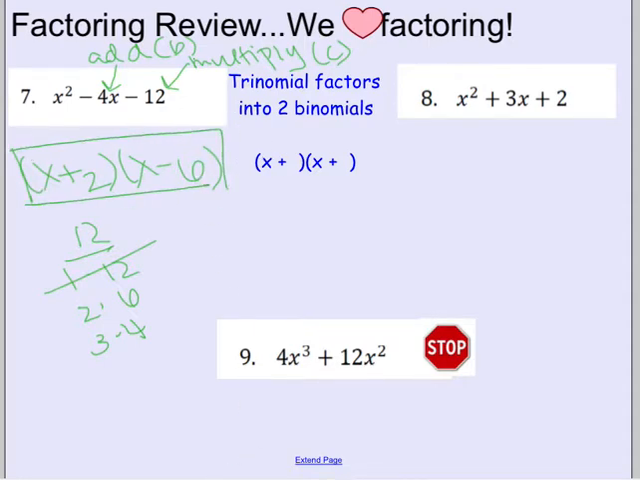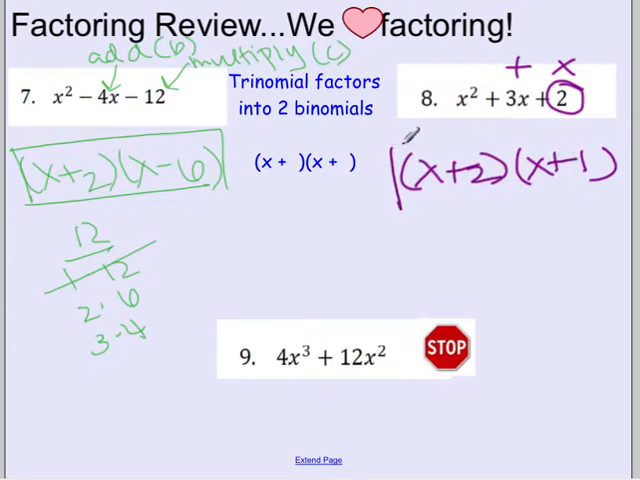Going ahead to looking at example 8, I would have to say what multiplies to 2 but adds to 3. Well, the nice thing about 2 is it's a prime, so the only factors are 2 and 1. And to add to 3, they would both have to be positive. So it would be x plus 2, x plus 1.